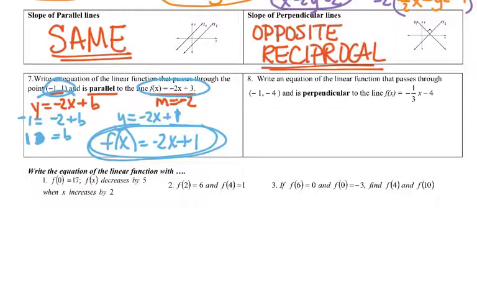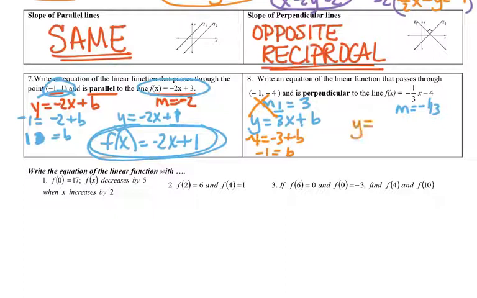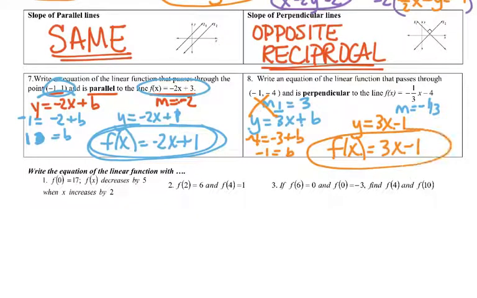Try it again with perpendicular. The perpendicular is opposite reciprocal. So this line has a slope of negative 1/3, but the slope of the perpendicular line is going to be positive 3. Y equals 3x plus b, opposite reciprocal. Again, plugging in negative 4 and negative 1, so I get negative 4 equals negative 3 plus b, so b is negative 1. So it's y equals 3x minus 1. Or, final answer, 3x minus 1 equals f of x. You have to put your answers in function notation.